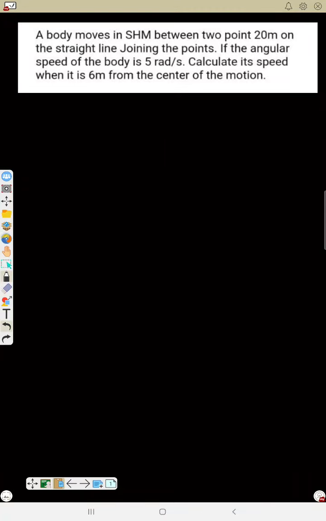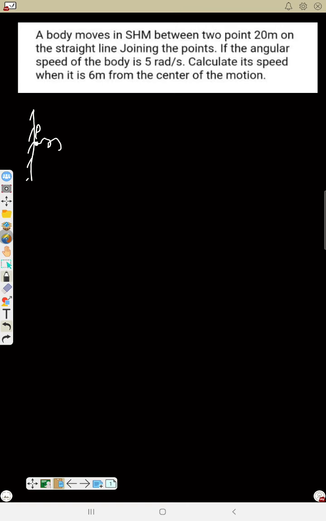So in any question, you need to understand the concepts of the question. The question says a body moves in simple harmonic motion between 2 points 20 meters on a straight line. Now let's say this is a point. Let's call this point P.